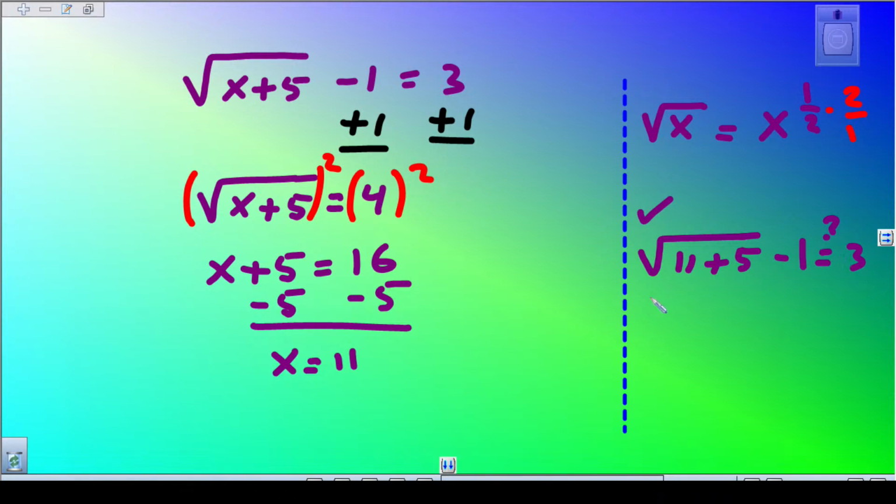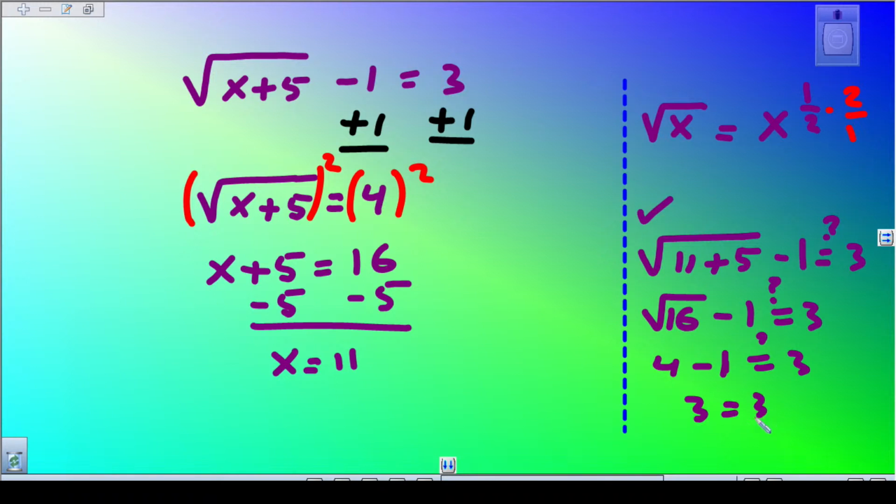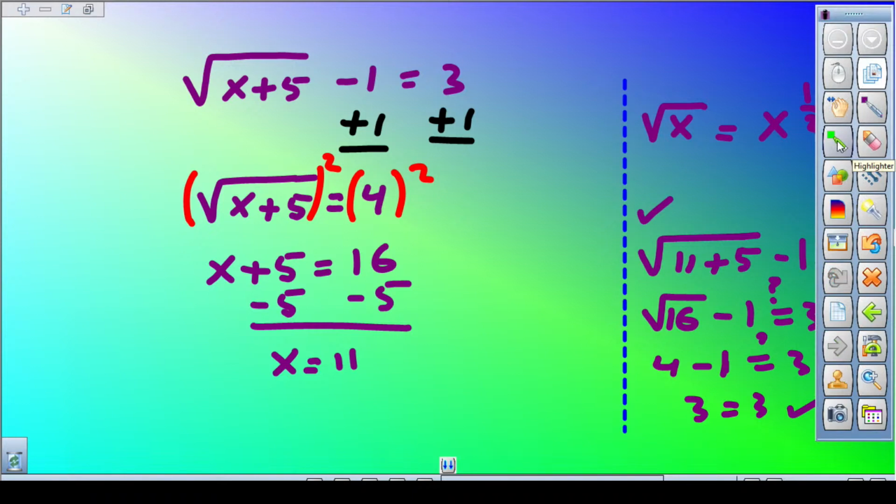So 11 plus 5 is 16, the square root of 16, minus 1, does that equal 3? I've got a question mark on top of my equal sign here, because I'm checking. 4 minus 1, does that equal 3? And obviously the answer is yes, 3 equals 3, and we're good. That means your solution works, and in this case I'm going to box that in and claim it as my solution. Alright, that's how you solve this radical equation.